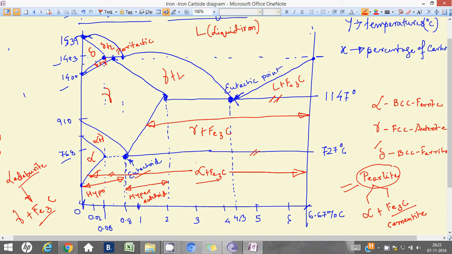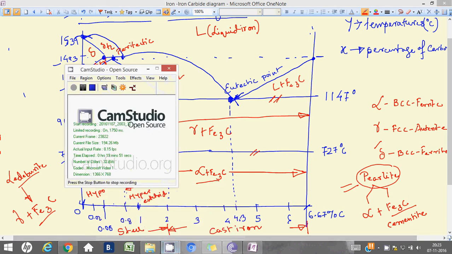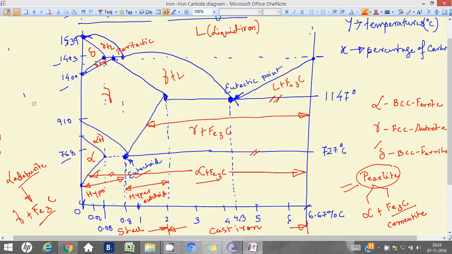Now one should know that there is up to 2% and greater than 2%. Up to 2% it is steel, and from 2% up to about 6.67% it is cast iron.